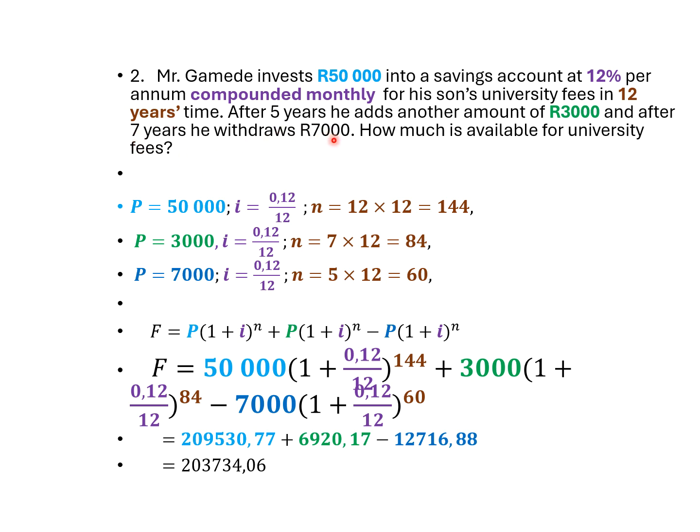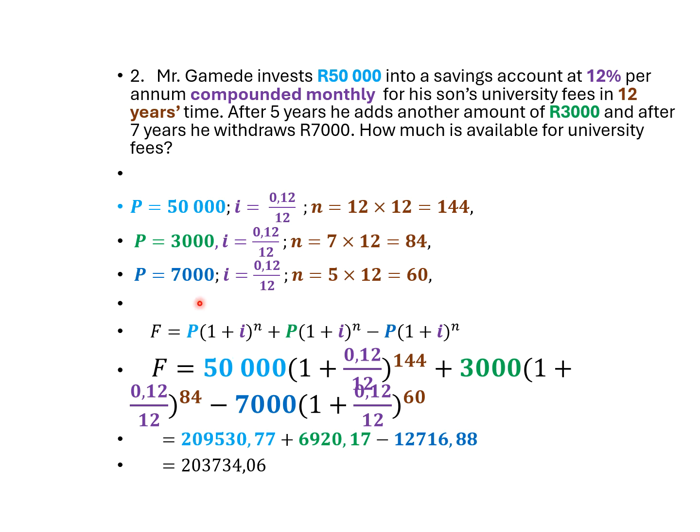Am I making sense? So 7,000 I withdraw after 7 years. So 7 years interest I must receive. But 12 minus 7 means the last 5 years interest I must not receive. So here you see when I say n equal 5 times 12 equals 60, I'm removing that interest for the last 5 years that is added onto the original deposit.